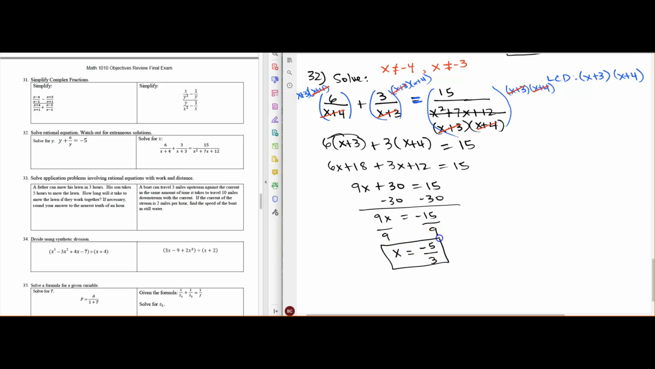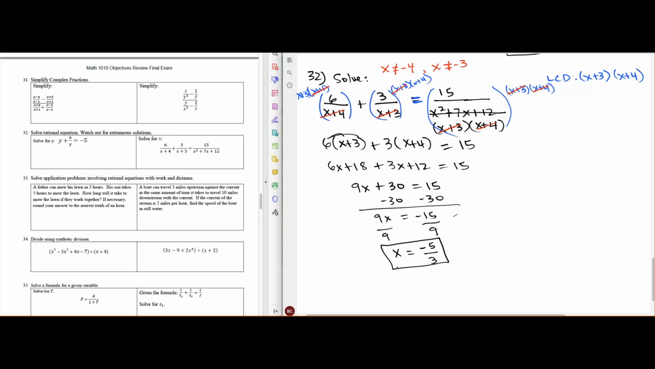Alright, so this is what I came up with for my answer, and that's got to be a good answer because remember, if I came up with negative 4 as a solution or negative 3 as a solution, then I'd have to say, nope, can't have that as an answer. Okay, so you always want to check and see if there's going to be some x's that don't work. But we're good. x equals negative 5/3 works on this one.